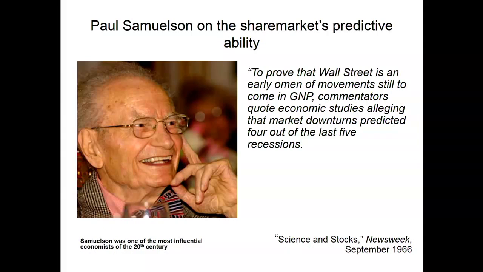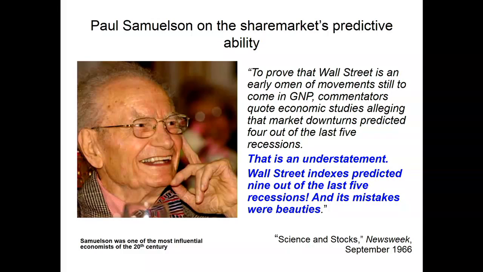How good is the stock market at predicting this? So we have people say that Wall Street is an early omen of movements still to come in gross national product. Commentators quote economic studies alleging that market downturns predicted 4 out of the last 5 recessions. He says that's an understatement. In fact, if you follow the stock market, Wall Street indices predicted 9 out of the last 5 recessions. So the market seems to overreact. So when the market goes down, it doesn't necessarily mean that there is a recession. In fact, in 1987, when the market crashed, nothing much happened in the real economy, it just continued.